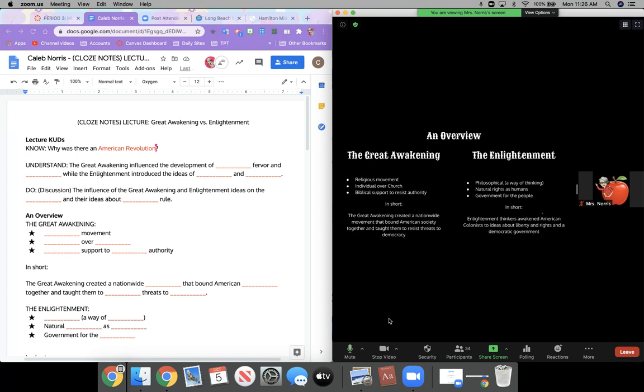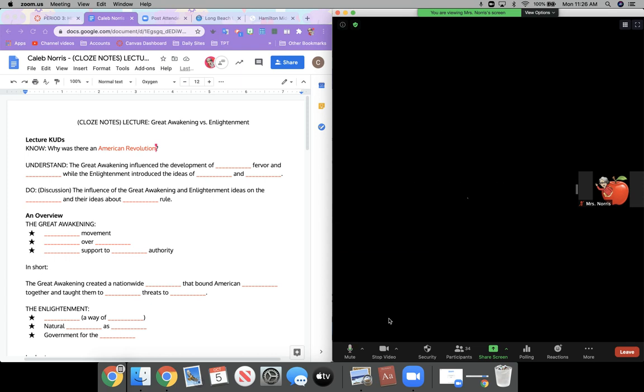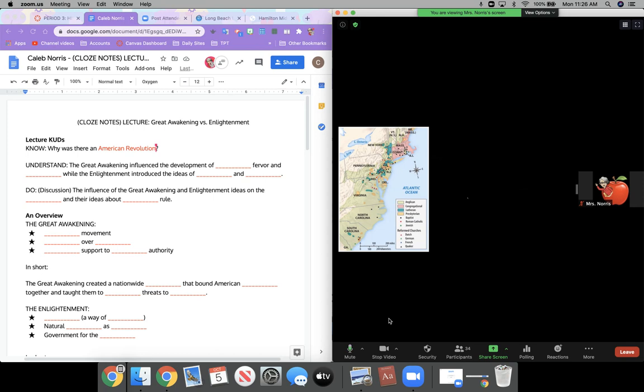Moving on. We're going to focus first on the Great Awakening. Here you have in front of you the 13 colonies, and looking at the key shows you where the religion was within the 13 colonies. You can see that the majority, those four blocks of color at the top, were Christian religions.